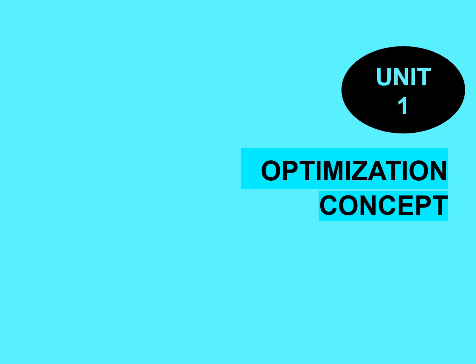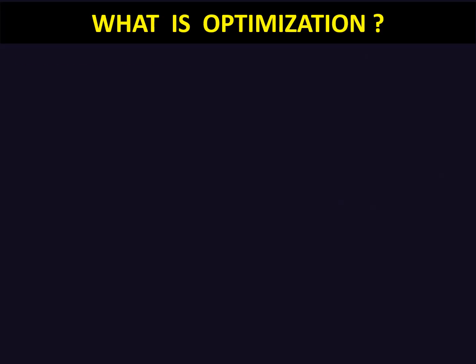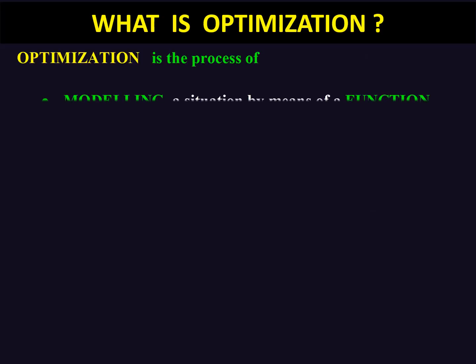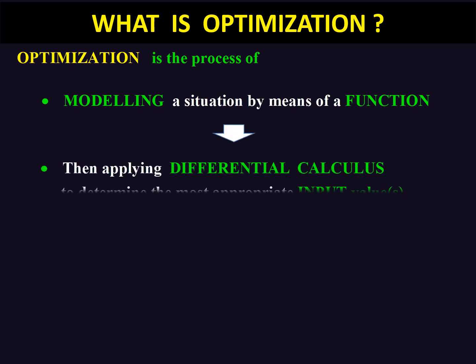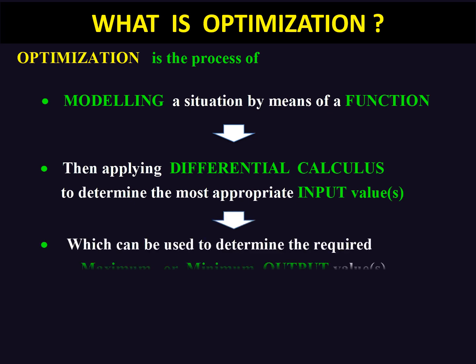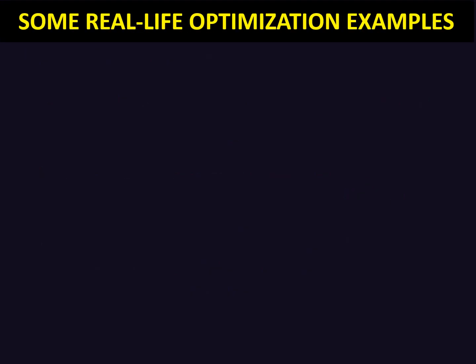Let's start with the first unit there, the optimization concept. Optimization is a process of modeling a situation or a problem by means of a function, then applying differential calculus techniques to determine the most appropriate input value or values, which we will then use to determine the required minimum or maximum output values for the situation. Let's look at some real life examples to illustrate where optimization would be applied.